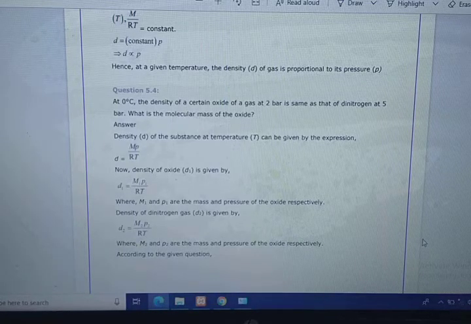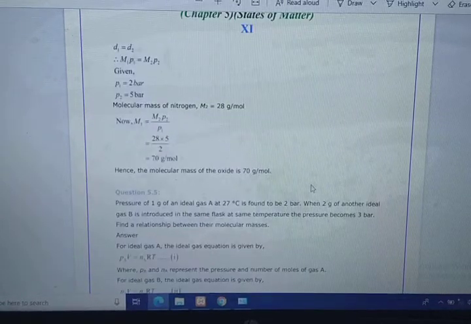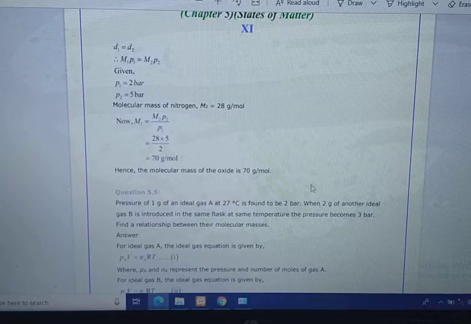According to the given question, d1 = d2. So M1P1 = M2P2. P1 = 2 bar, P2 = 5 bar. The molecular mass of nitrogen, M2, is 28 g/mol. So M1 = M2P2/P1 = 28 × 5/2, which is equal to 70 g/mol. Hence the molecular mass of the oxide is 70 g/mol.